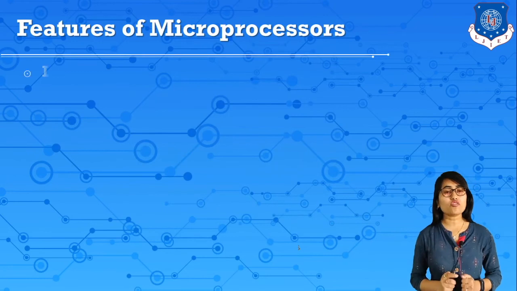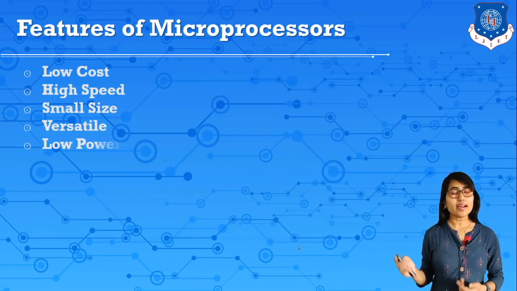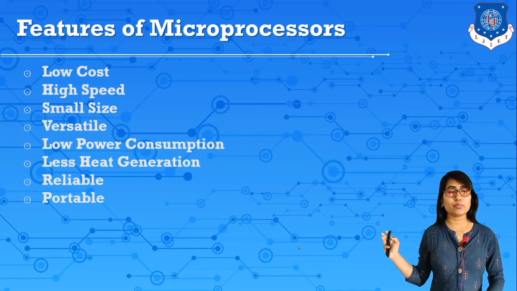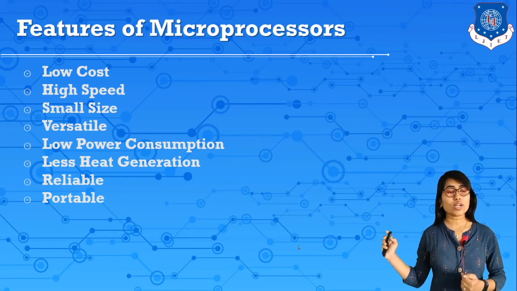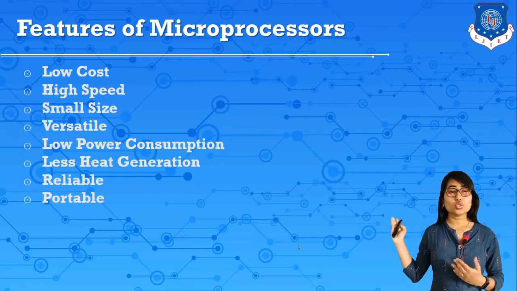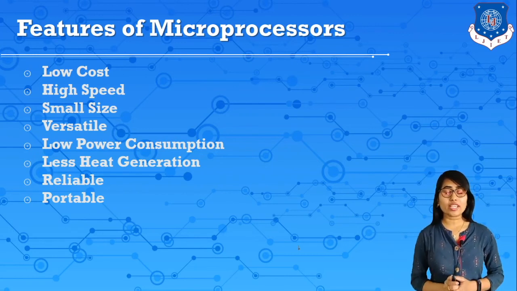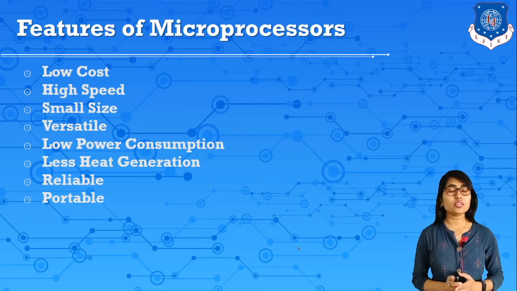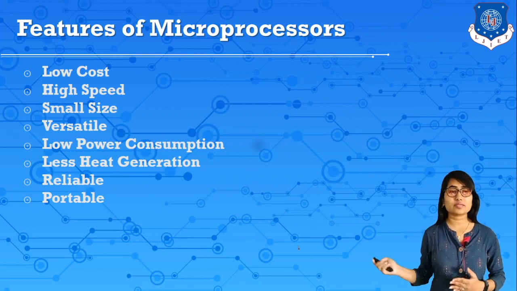Here we have various features of a microprocessor: low cost, high speed, small size, versatile, low power consumption, less heat generation, reliable and portable. These are all the features of a microprocessor. Due to all these features, the microprocessor has gained so much interest for various processing tasks.